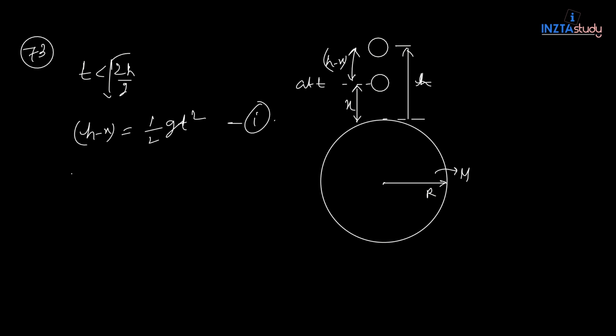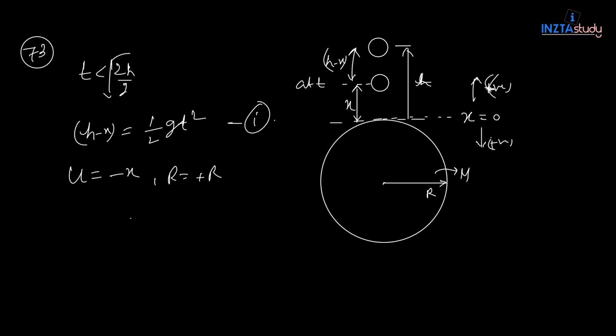Now u, what is u? Let us have this x as 0, this is positive x and this is negative x. So u is equal to minus x, and the radius of curvature of this refractive surface is r and it is positive, so r is equal to plus r.